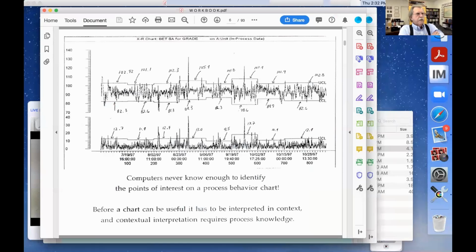Here's a chart from a chemical plant, 850 batches. They were computing limits every 100 batches, whether they needed to or not. Now, the limits are all over the face of the earth, but so is the process. I don't care which set of limits you pick, the story remains the same. This is an unpredictable process, isn't it?